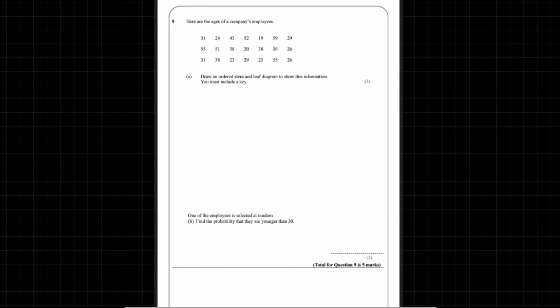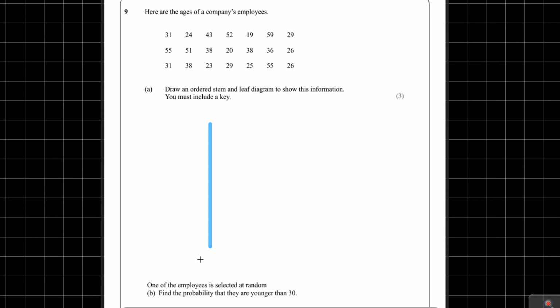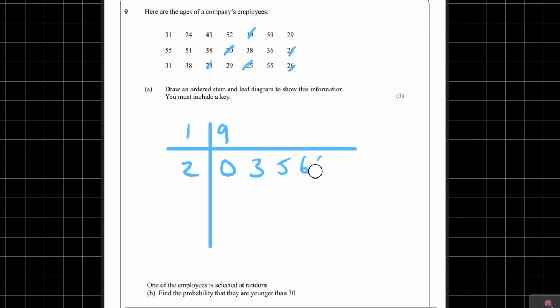Question 9. Again, another ordered stem and leaf diagram, including a key. So we're going to draw on our first row here. So our lowest value is 19. So we're going to start with 1 and 9. And then we're going to go to our next one, which is 20. And that's our lowest one. And then 23. And then, no, so I've noticed there are 25. And then 2 26s. And then 2 29s. And that finishes the 20s row, I believe.